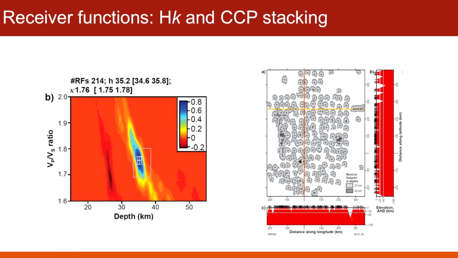multiple events coming from all directions. By projecting the energy towards the source, we can form the so-called common conversion point stacking method to get continuous information of the crust. So this is single station H-kappa, and this is multiple station CCP, common conversion point stacking.